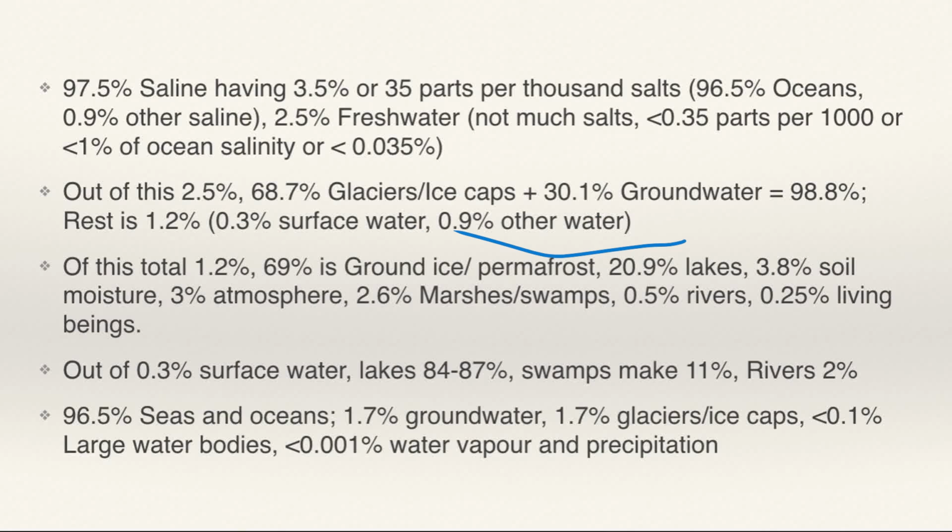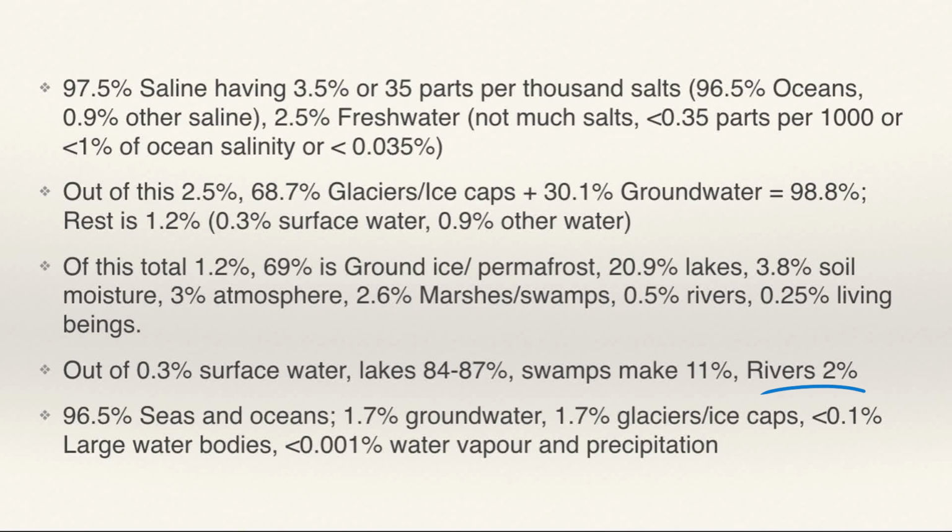So 1.2% again I have divided into 70% ground ice or permafrost, 21% lakes. This is very important. Questions are asked from this. 3.8% soil moisture, 3.83% atmosphere, 2.6% marshes, 0.5% rivers, 0.25% living beings. And out of this 0.3% surface water, lakes have 84%. If you are talking about this 0.3, swamps make 11%, rivers 2%.